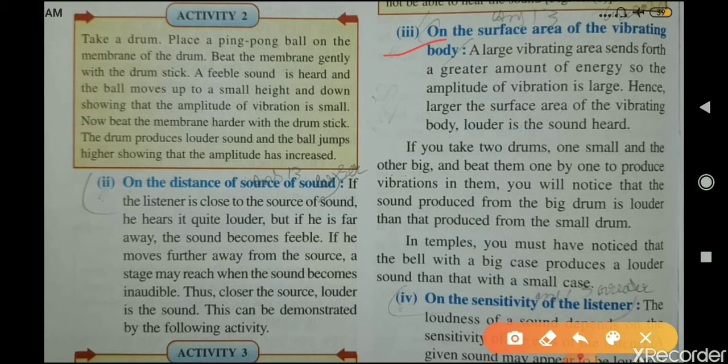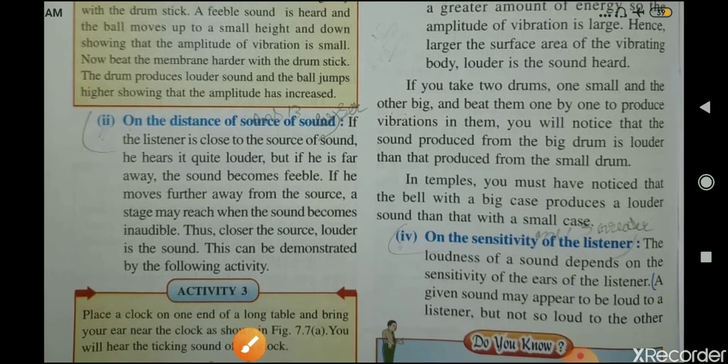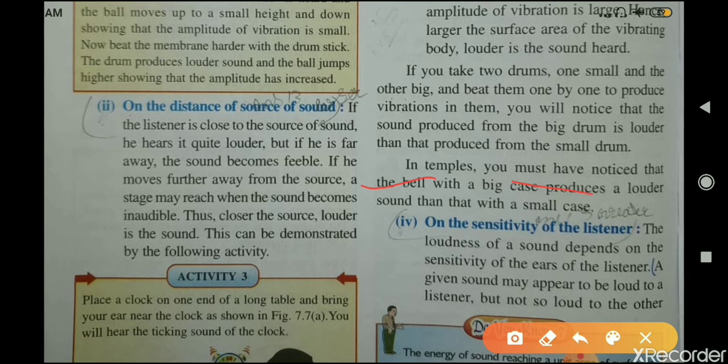As we can see here, if we take two drums, one small and the other big, and if we beat them, both produce vibrations, but the vibrations produced by the big drum have a greater amplitude as compared to the small one. Therefore, the sound produced by the big drum is louder as compared to the small drum. In the same way, in temples, you must have noticed that the bell with a big case produces a louder sound than one with a small case. Okay.